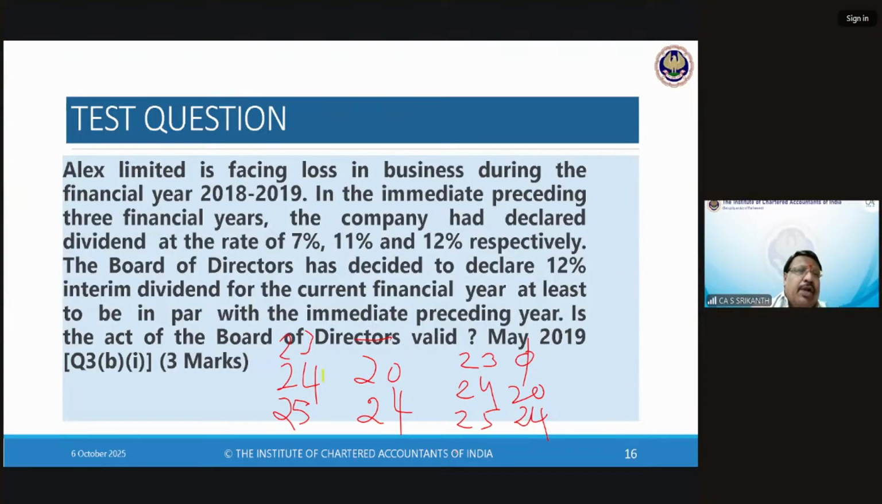Therefore, 0 plus 20 plus 24 by 3, 14.666. It will be a recurring decimal. 667, 67 you can say and close it. Okay, whatever. It will be a recurring decimal. Can't declare is not a correct answer.